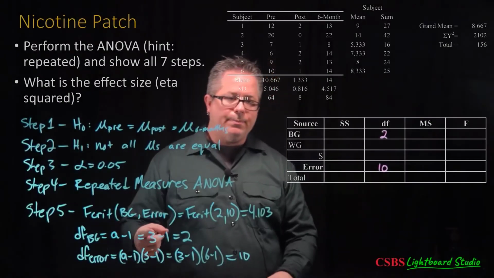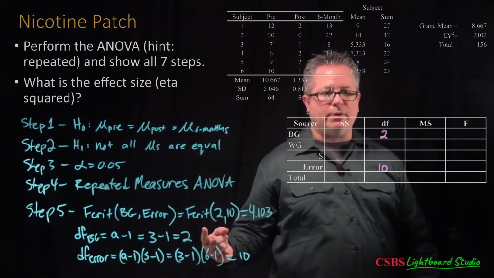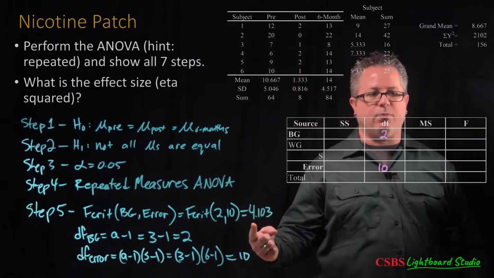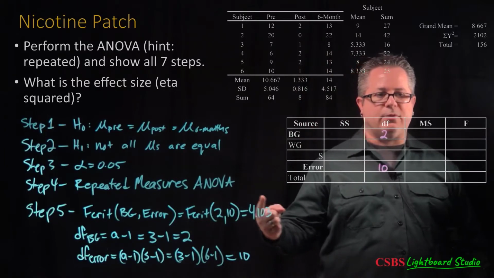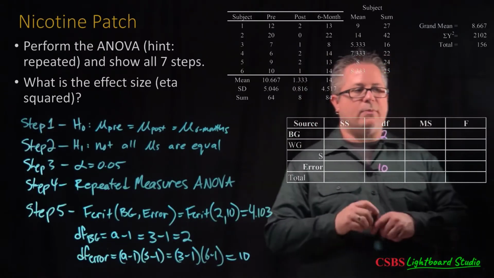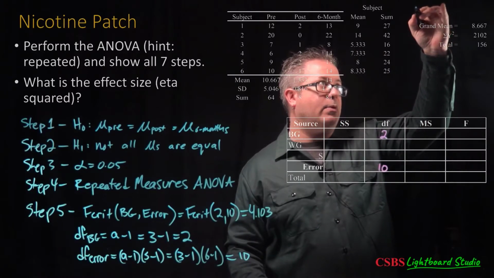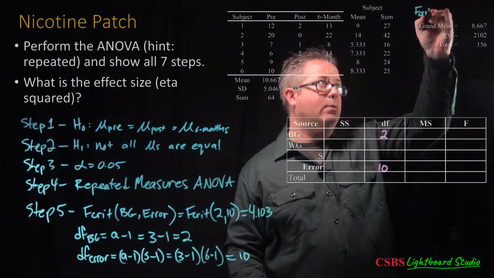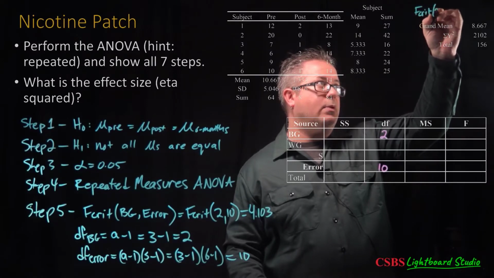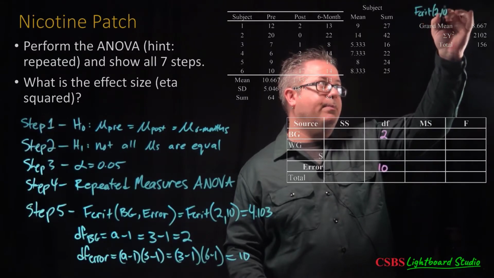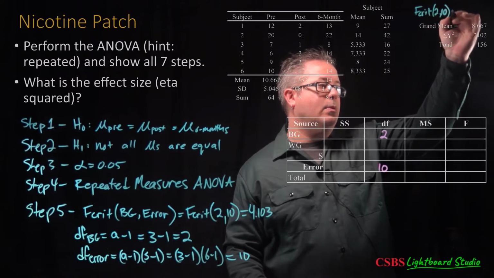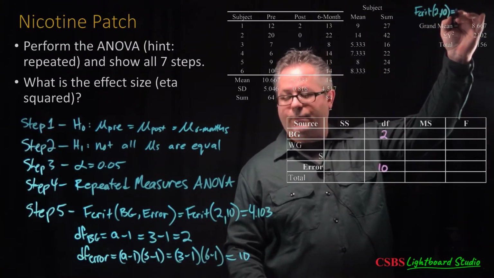All right, so we looked up on the table and found out that our F crit with 2 and 10 degrees of freedom is 4.103. So that's going to be our F critical value. What I'm going to do is write that right up here so that we can remember it. Our F critical with 2 and 10 degrees of freedom equals 4.103.